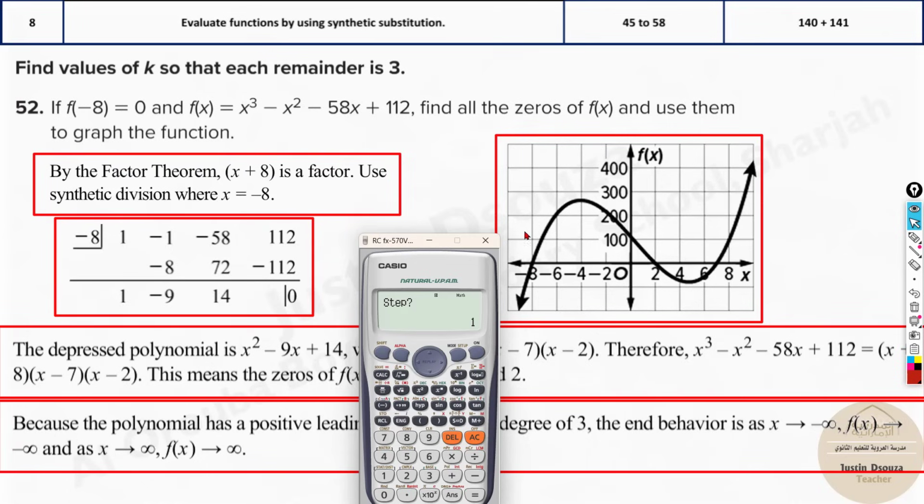I'll have all the values from 8, -7, -6, and so on. You can see at -8 it's 0. At -7, what is the answer? It's 126. Yes, it's approximately correct. At -6, it's 208. Yes, and so on. You can see. Just focus on one point.